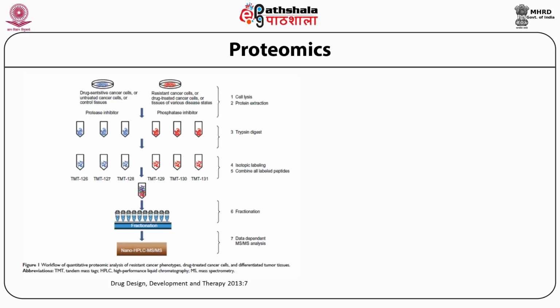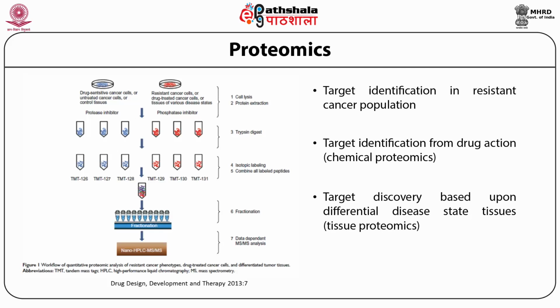So one can look at, as it's shown here, using mass spectrometry very well, target identification, then resistance to cancer or some populations, then find that drug action. I am showing here blue as a way of looking at whether those particular proteins are sensitive, under the protease inhibitor or under phosphatase inhibitor.